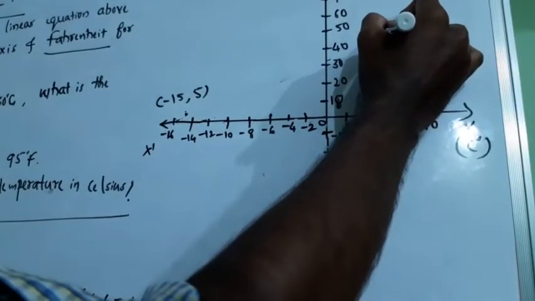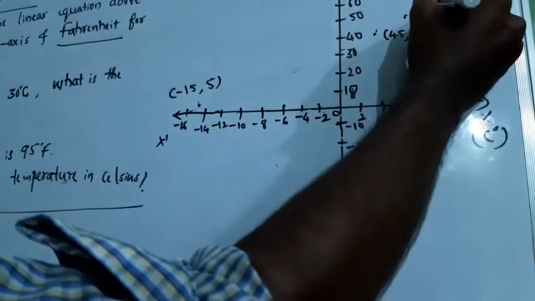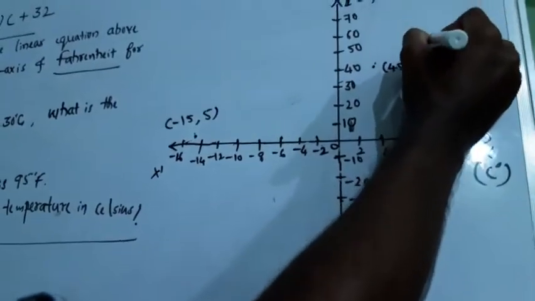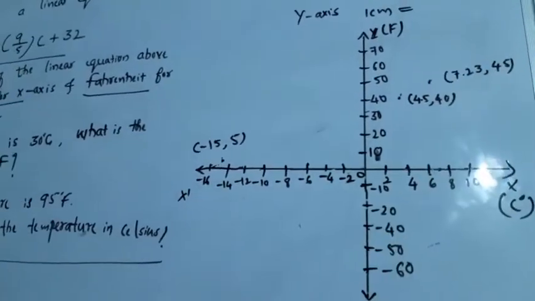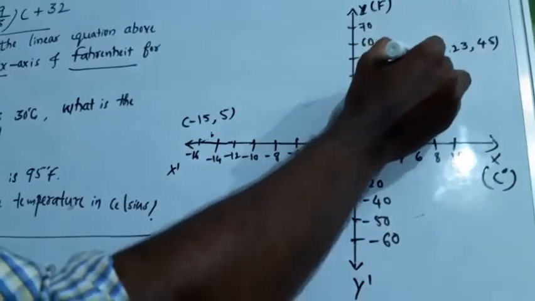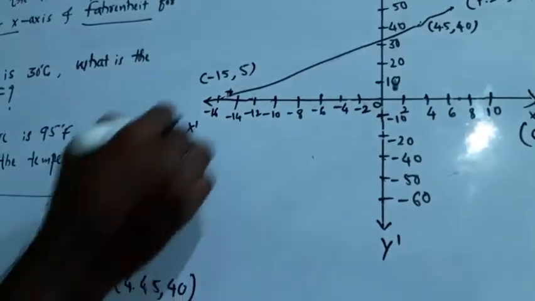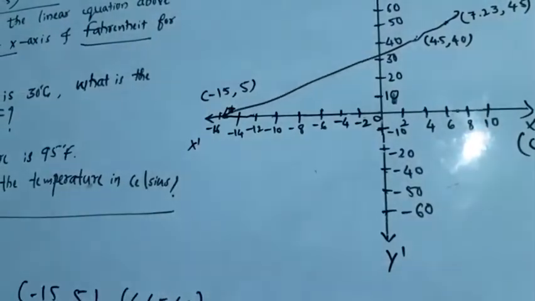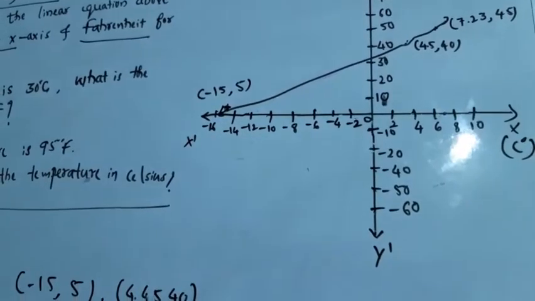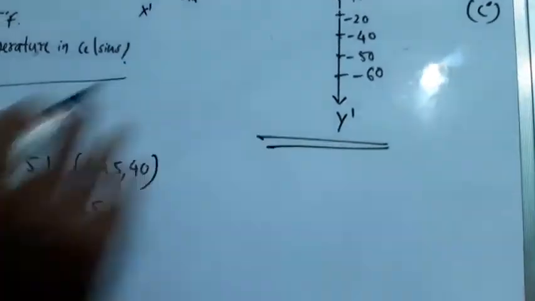So somewhere here. Okay, this will be 7.23 comma 45. Now we need to join these points. I am joining with my freehand, so you can use your scale, and your graph will be accurate if you use graph sheet. So this is the graph for Fahrenheit and Celsius scale.